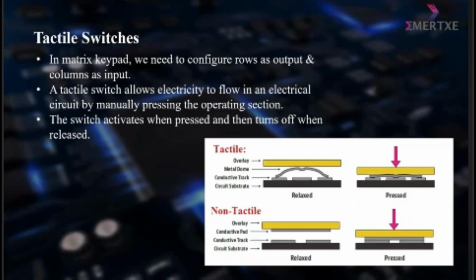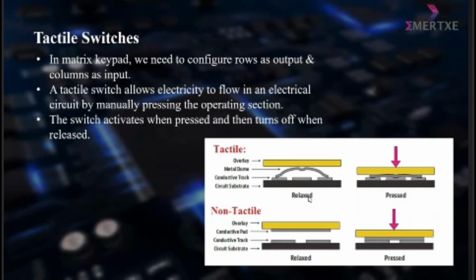A tactile switch allows electricity to flow in an electrical circuit by manually pressing the operating section. The switch activates when pressed and turns off when released. The basic structure of a tactile switch is shown in the figure.